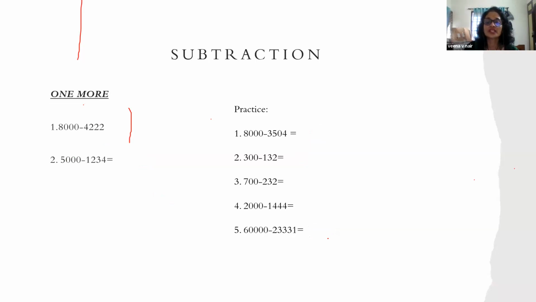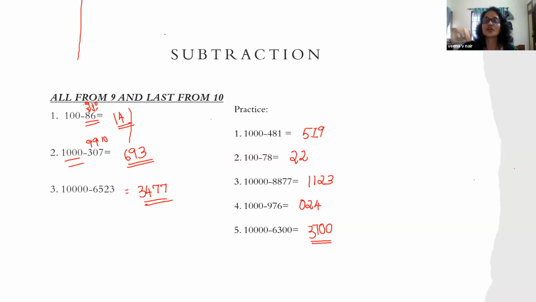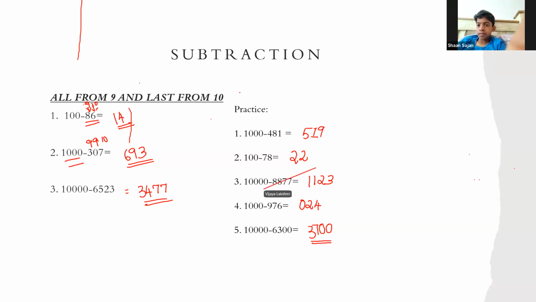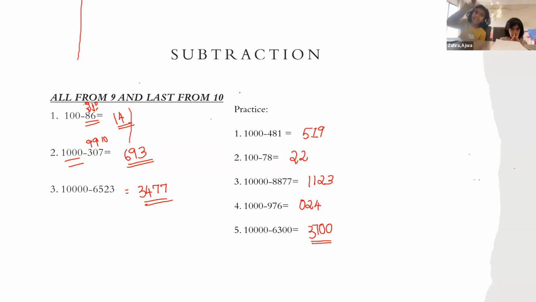So what all did we study till now? Let's have a recap. All from 9, last from 10. Then below the base. Let's start from addition. Addition, what did we do? First, we look for the nearest tens. Then we did addition with the tens. We did it from left to right. We usually do it from right to left, right? Instead, we did left to right.